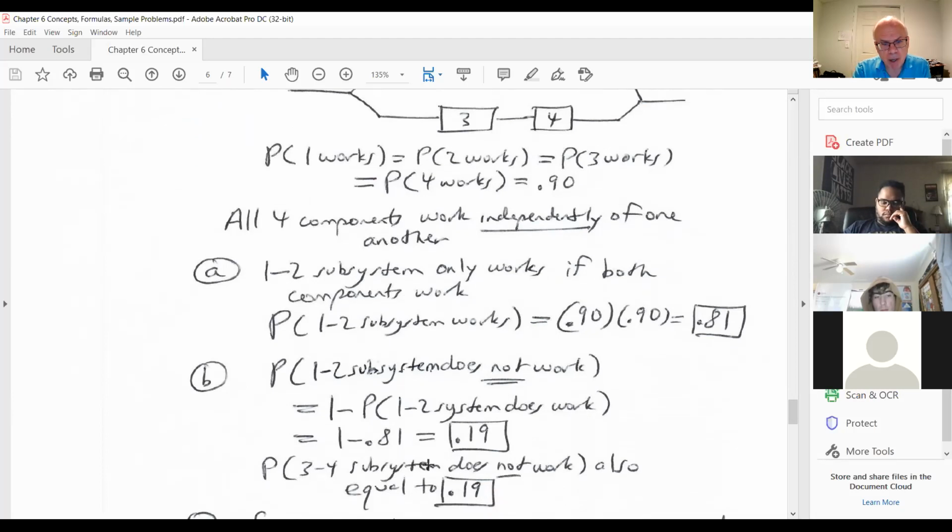And it also asks, what's the probability that the 3, 4 subsystem does not work? Okay, does not work. Well, it's the same thing as the 1, 2 subsystem. They have the same probabilities. The answer is 0.19. That's the same.